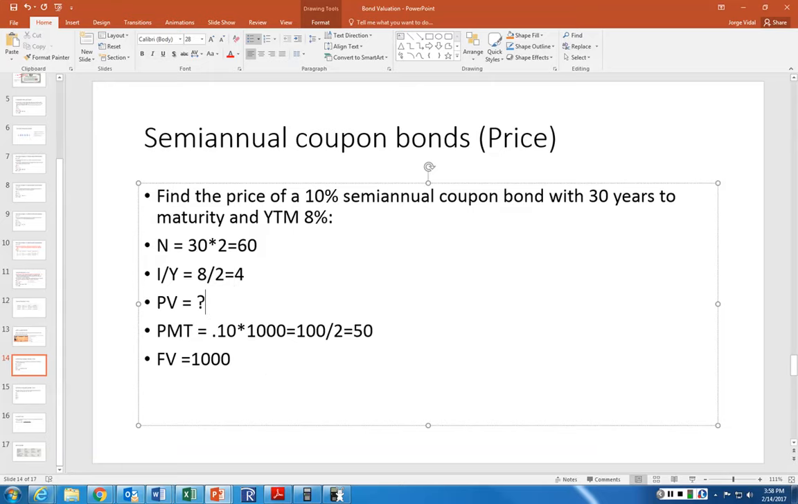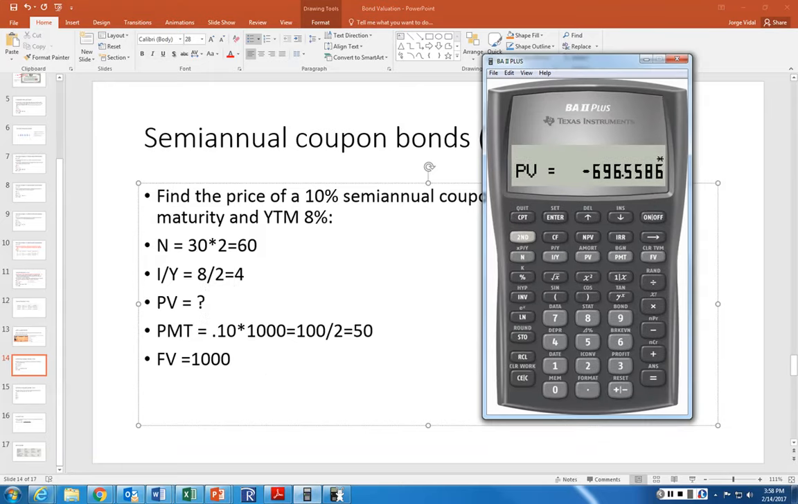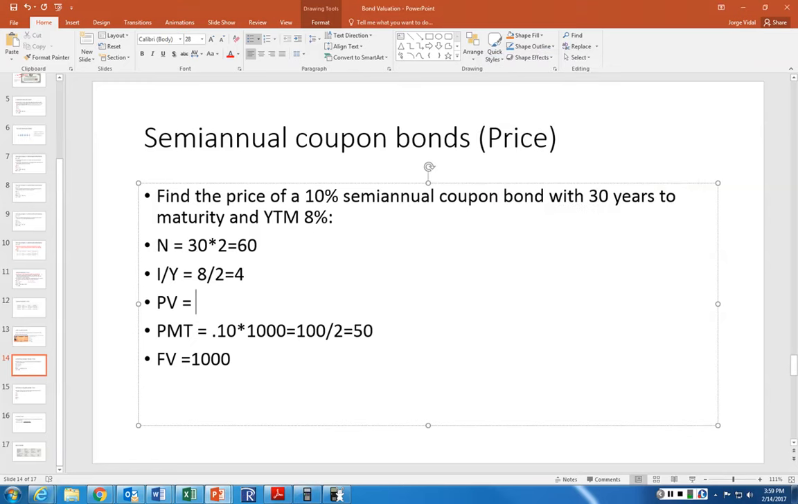So the present value will be, new bond, so 60 N, IY 4, payment 50, future value 1,000, compute present value, so it will be 1,226. So this is a premium bond, and it makes sense because the coupon rate is 10%, YTM 8%, and when the coupon rate is greater than the YTM, the bond sells for a premium. Okay, I will not do the other calculator.